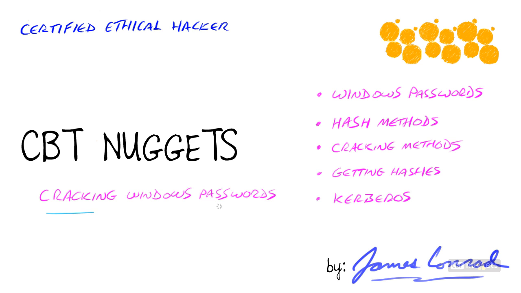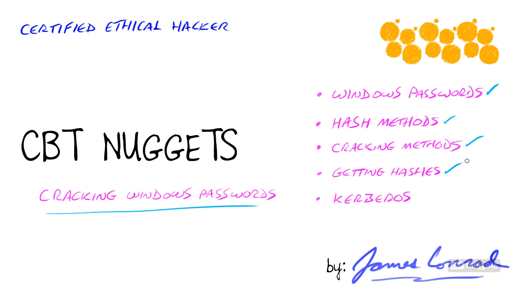In this nugget, we took a look at cracking Windows passwords with an overview of Windows passwords and how they're put together and how the hashes work out. And we also took a look at how the hash methods actually do their thing and how they're calculated. We took a look at cracking methods themselves, such as something simple such as shoulder surfing or just guessing, but also more technical methods such as dictionary and brute force and hybrid attacks.